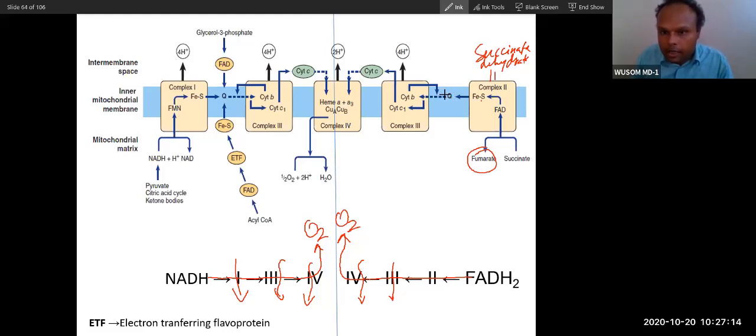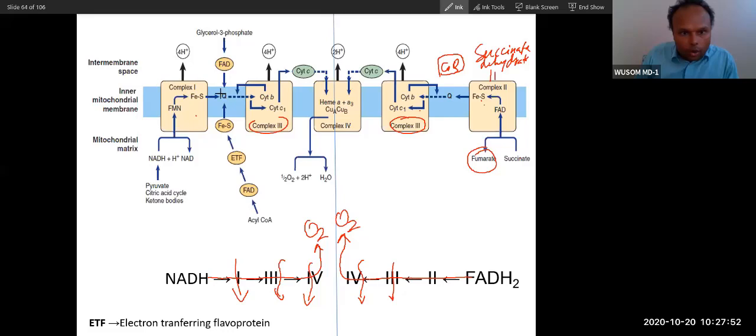There will be something else coming in between complex 2 and 3, and complex 1 and 3 also. Before complex 3, here also before 3, you can see coenzyme Q. Coenzyme Q is coming. I will talk about what coenzyme Q is. This coenzyme Q will take the electrons present in FADH2 to complex 3 in the case of FADH2, and from complex 1 to complex 3.